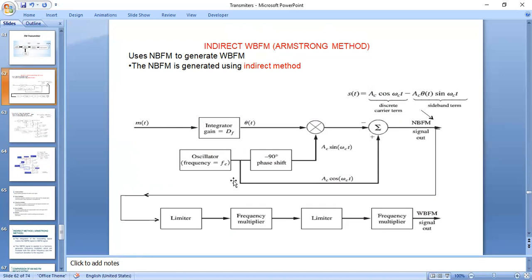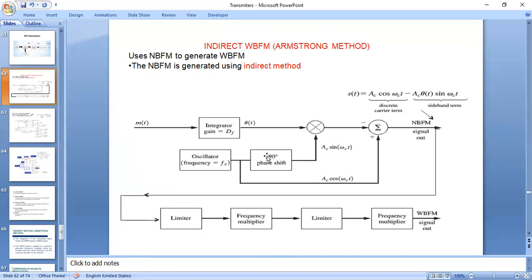After that, the carrier frequency will be shifted by minus 90 degrees, and this will be given to the adder. You will get the narrowband FM signal at the output, and this will be passed through the frequency multiplier sections. And we have the amplitude limiter in the FM transmitter, and we have the frequency multiplier. So finally, you will get the wideband signal at the output.